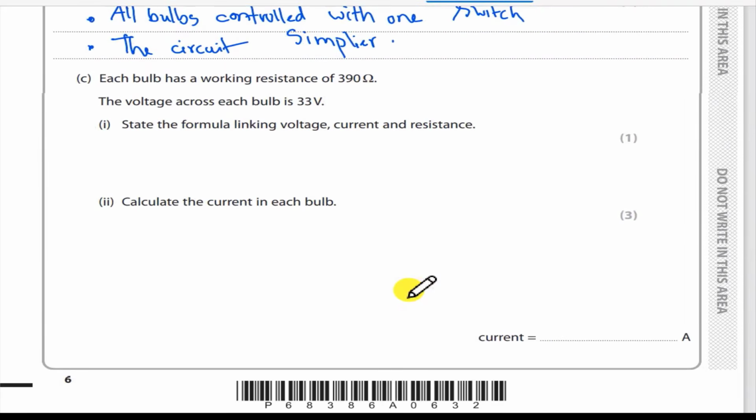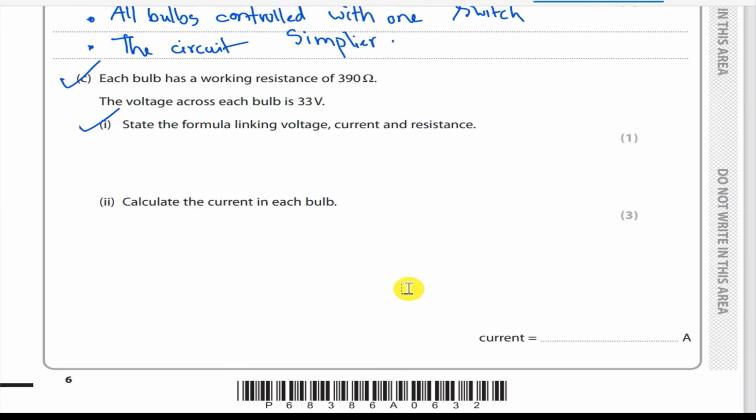Now question number C. C1. Each bulb has working resistance 390 ohm. The voltage across the bulb is 33 volt. State the formula linking voltage, current and resistance.